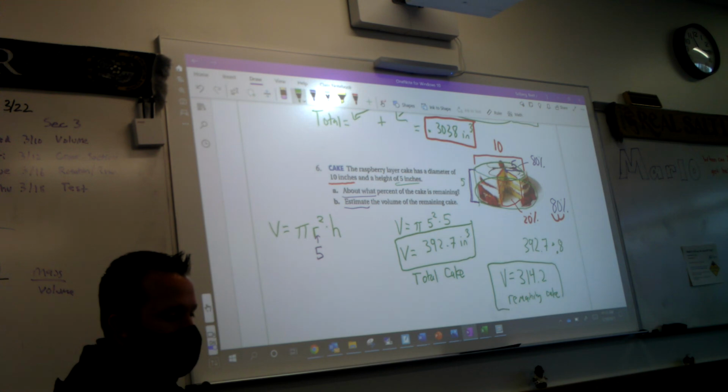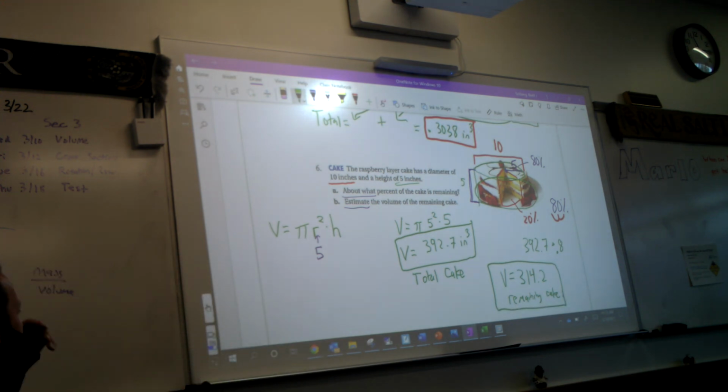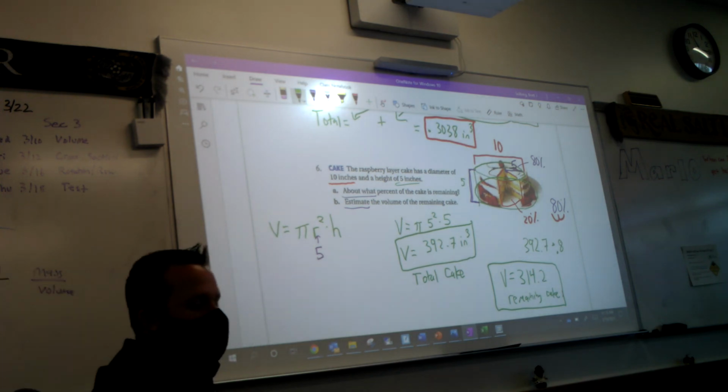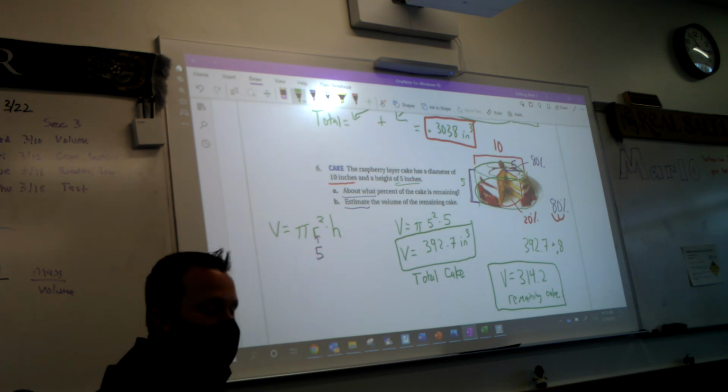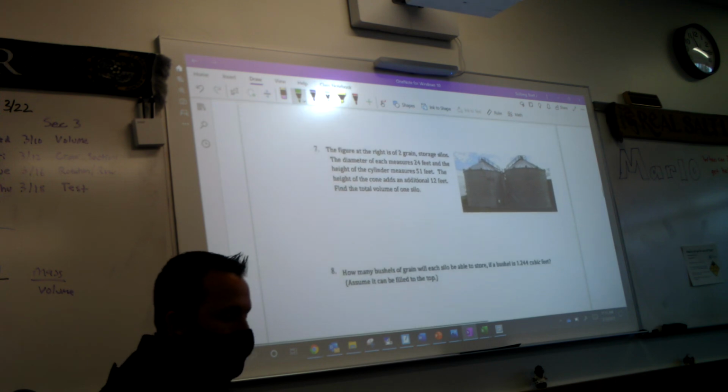So this was a good practice. Not only were we doing estimating with shapes and volume, but then we had to throw in percentages with it. You feel okay with that? All right, let's keep on rolling. If you have questions, please stop me, but this is the kind of stuff you're going to be seeing with this.